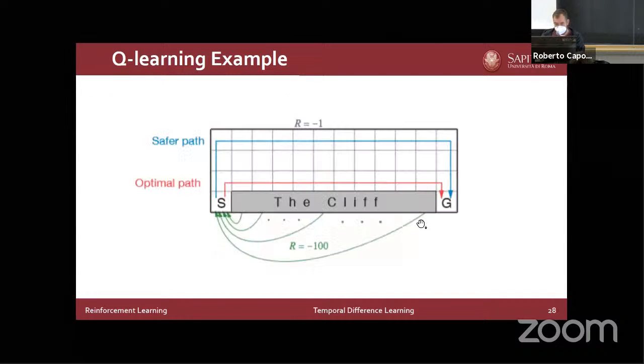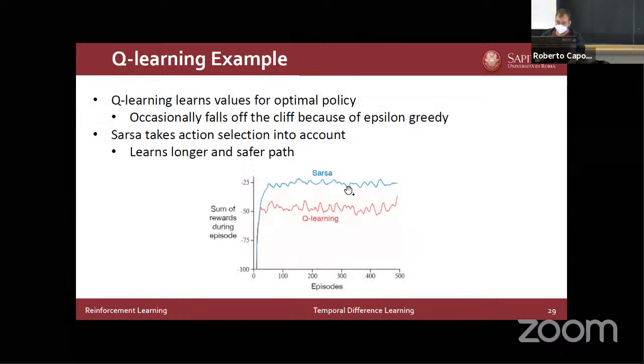And the fact that this is the safer path also depends on the fact that with SARSA, you're using an epsilon greedy policy. If you're using an epsilon greedy policy, the action is random sometimes, so the action selection can lead to falling in the cliff itself. So Q-learning learns the values directly for the optimal policy. SARSA takes into account the action selection.